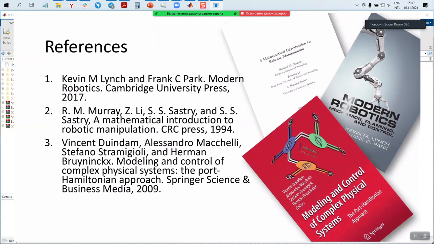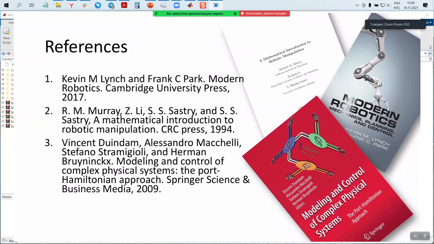Alright, so here you can see a list of references that I used for this lecture. The first one is a book of Kevin Lynch and Frank Park, called Modern Robotics, and you can see the front cover. It's a very great book, and you can read it from scratch to understand the whole concept from the beginning. You do not need to read any other books to understand this concept, but it's a 1600-page book.